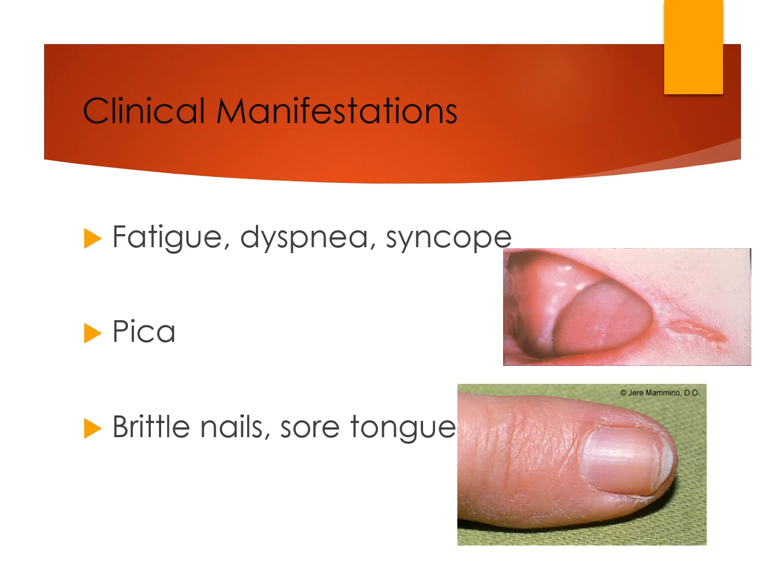Clinical manifestations also include fatigue, shortness of breath, and syncope, which are episodes of loss of consciousness at times, or dizziness or dizzy spells. Pica can be unusual cravings for certain foods that don't really make too much sense. Brittle nails, sore tongue, split tongue at times. When you look over to the right on the top, you're going to see something called cheilosis, which is basically a fissure right by the lip line of the mouth.